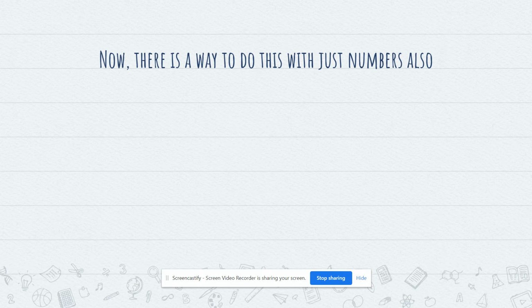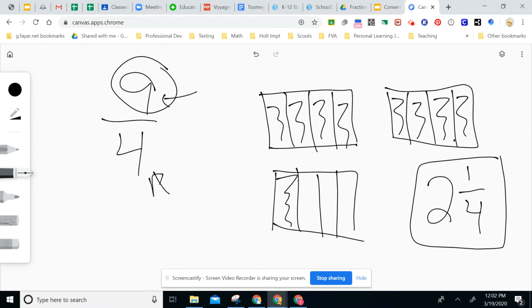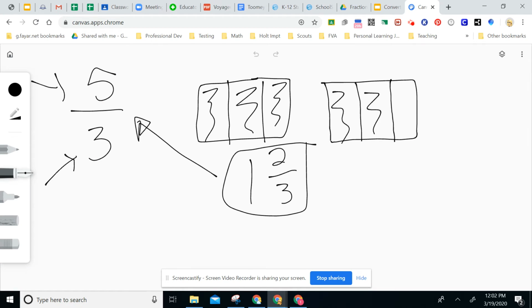Now, it doesn't matter to me which way you choose, just as long as you have a way to do this. All right, so using our same example of 5/3, we already know that it equals 1 whole and 2/3 left over. If we're going to do this with an algorithm or just numbers, we know that the fraction bar means to divide.